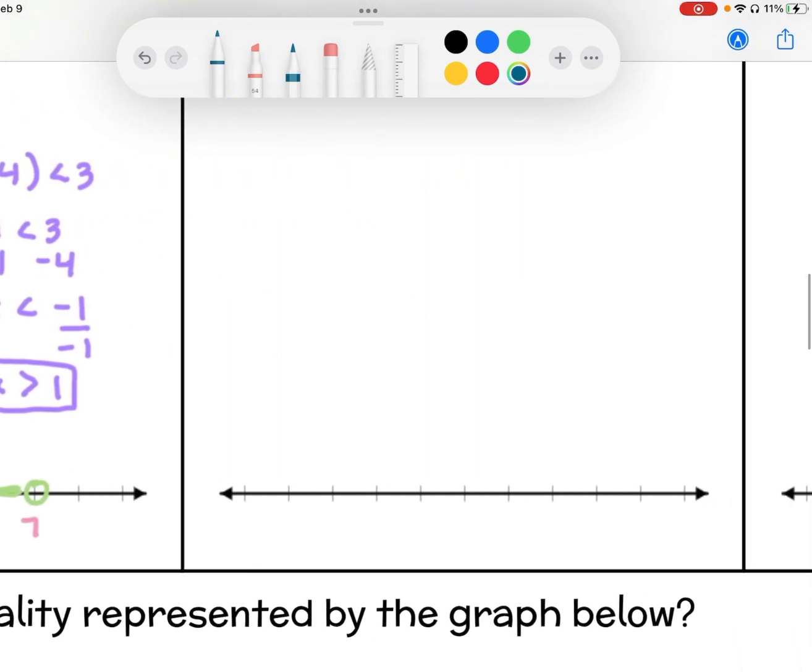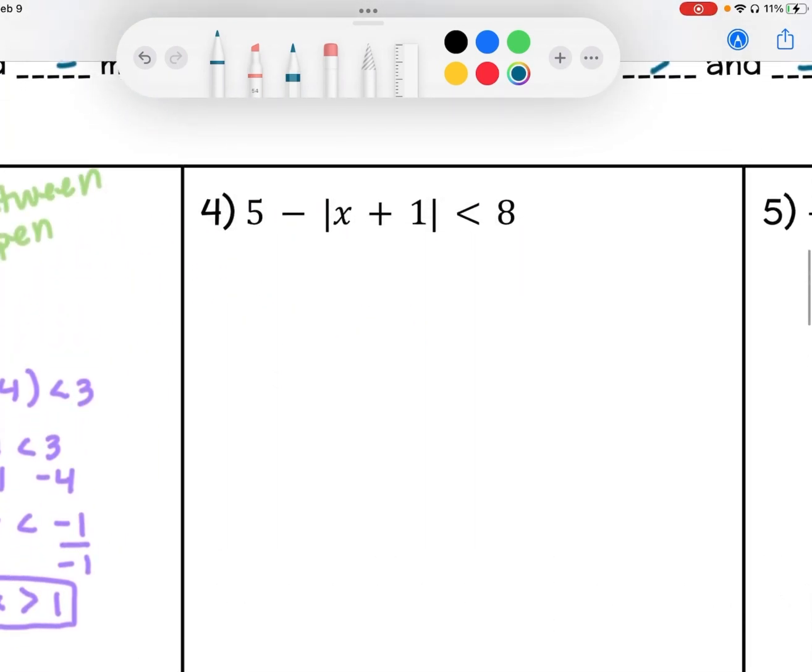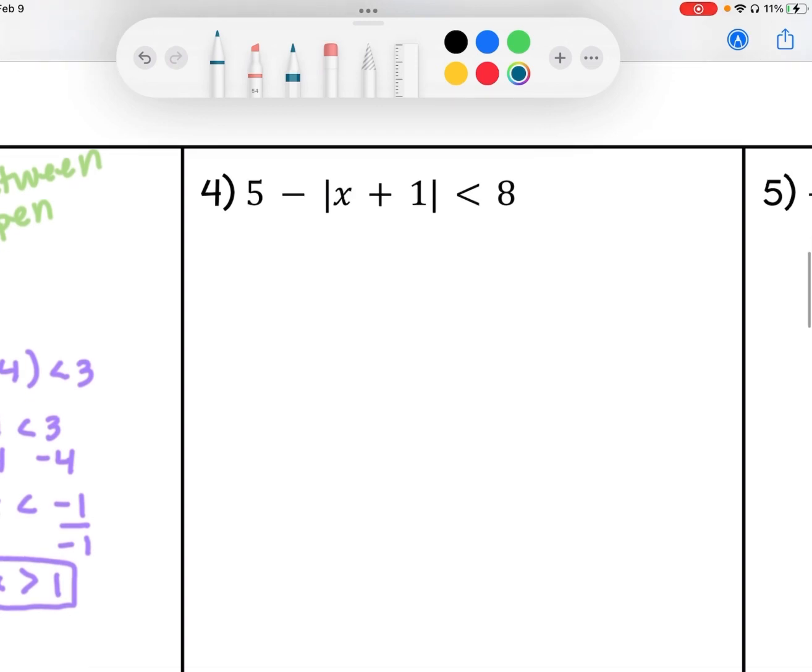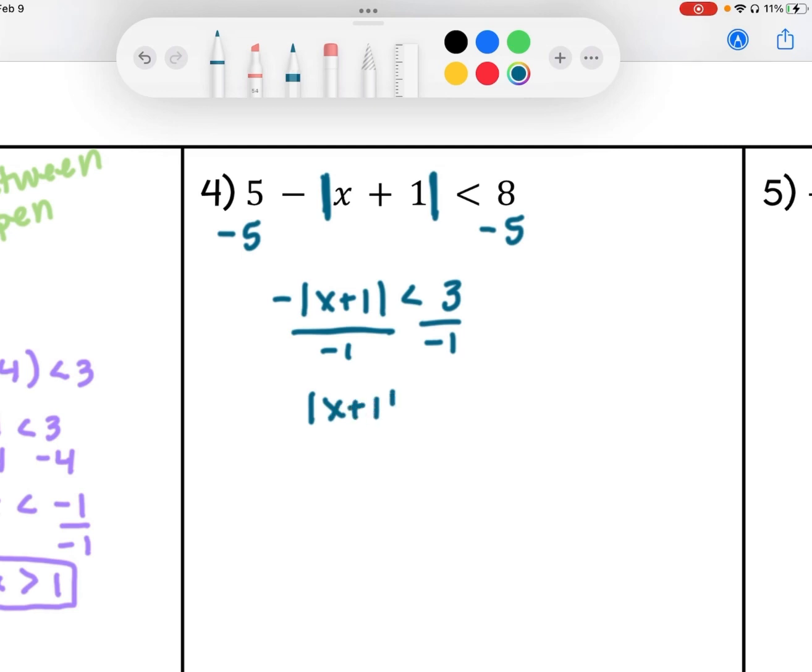All right, let's go to number 4. So we're going to isolate our absolute value bars first. So we have absolute value bars. We have this 5 minus on the outside, so don't forget that we need to subtract 5 from both sides. And this negative that we had stays in front because we haven't done anything with that yet. And then we need to divide both sides by -1 to cancel out that negative. So we have the absolute value of x plus 1 is greater than -3.